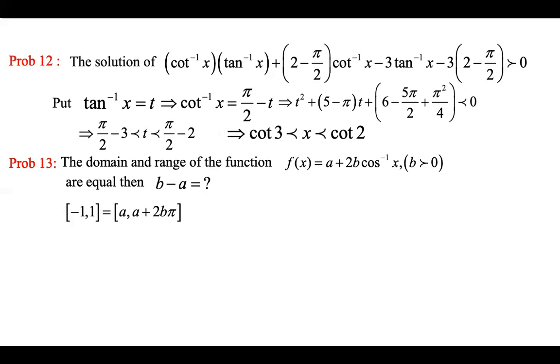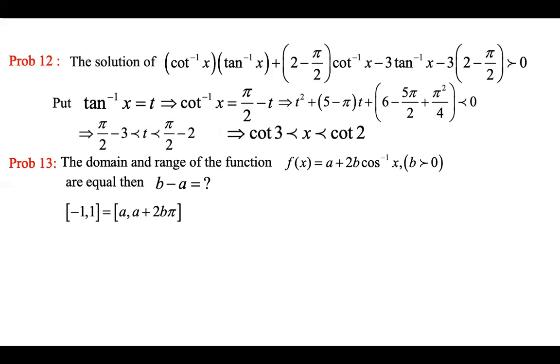How did you get the 2b pi? You look here. The maximum value of cos inverse x will be pi. When you replace it with pi, the value will be a plus 2b pi. And the minimum value of cos inverse x is 0. Therefore, the minimum value of the overall function is a. So the range of this function will be a to a plus 2b pi.